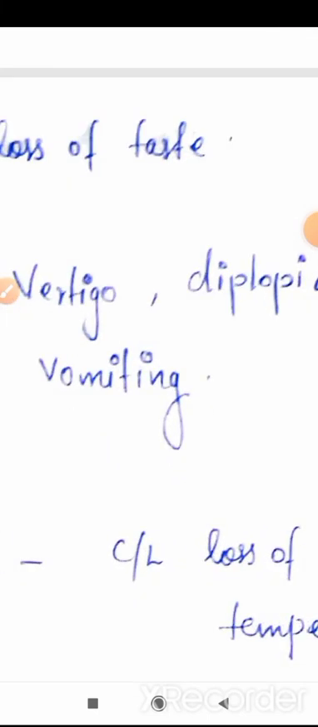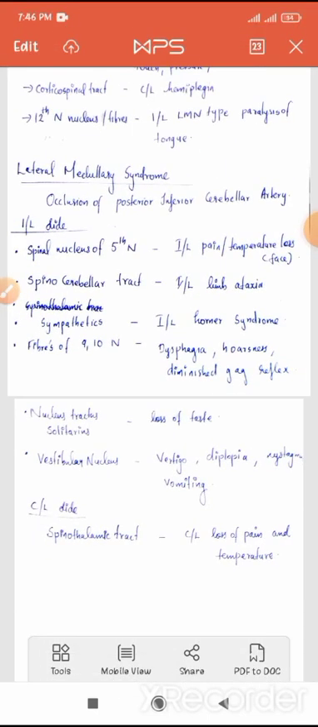Next is the lateral medullary syndrome. In lateral medullary syndrome, there is occlusion of the posterior inferior cerebellar artery. So here, on the same side of the lesion, the spinal nucleus of the 5th nerve is involved. The trigeminal nerve is involved in the face, so there is ipsilateral loss of pain and temperature of the face.